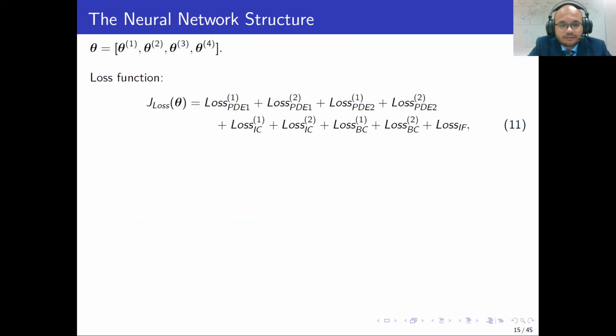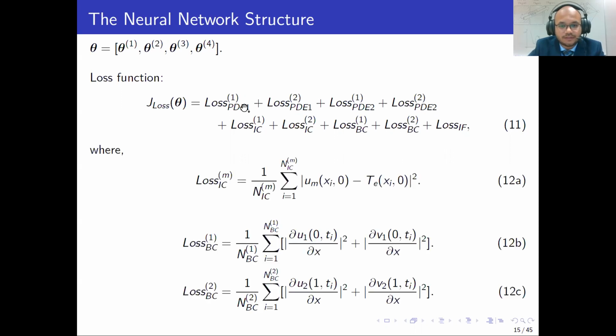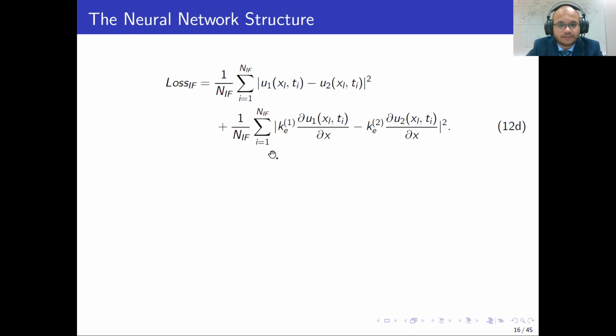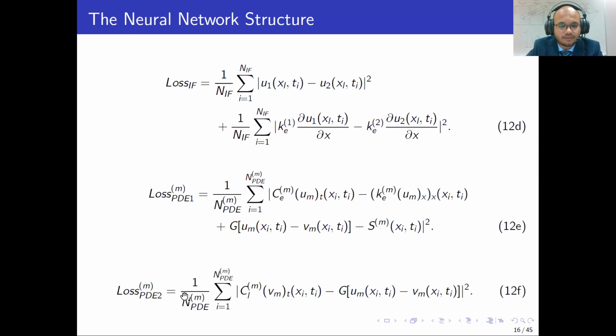The loss function, as I showed before, comprises the PDE itself from both the layers, the initial condition, as well as the boundary condition and the interface condition. For each of the losses, we have defined it as the discrete L2 norm, where the loss for the initial condition is given by this, and the boundary is given by this, and N represents the number of training points we choose for the initial, boundary, and interface conditions, and also for the PDEs.